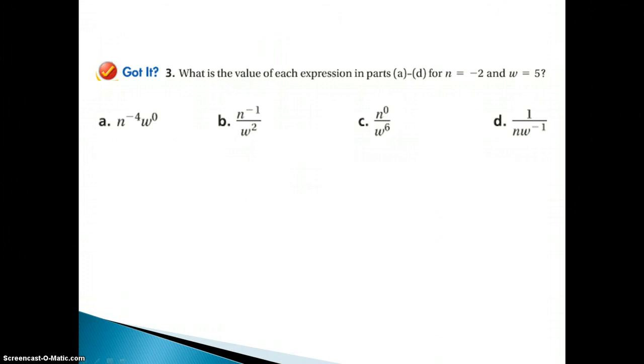So now I'd like you again to try A through D in your notes, and pause the video and then check it when you are ready. All right, let's take a look and see how you did.